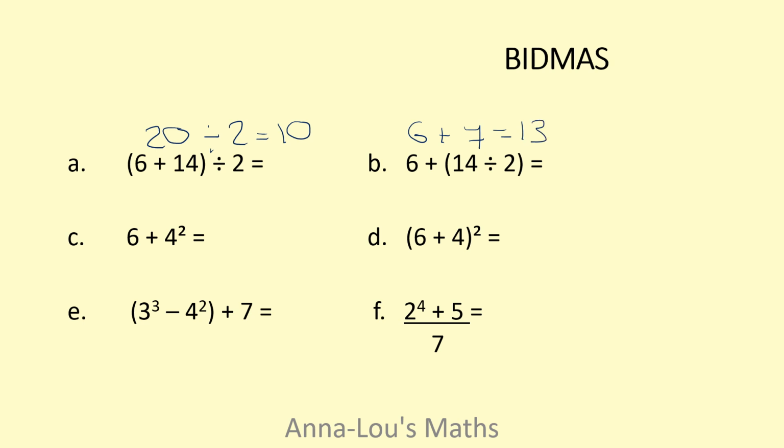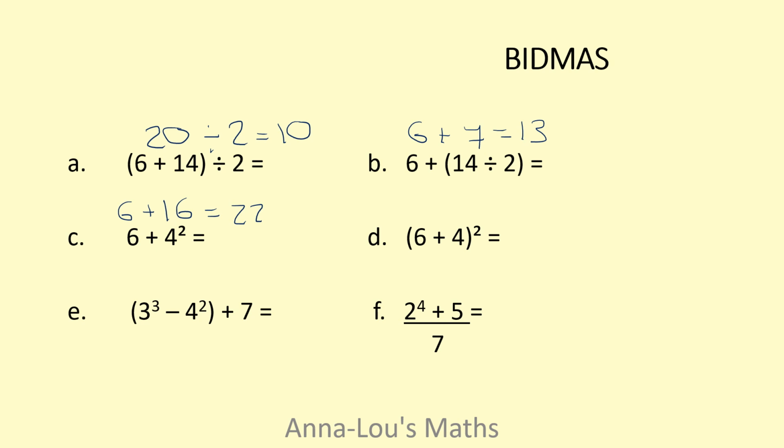Let's look at C, 6 plus 4 squared. So the first thing I need to do is my indices. So my 4 squared, 4 times 4 is 16. So it actually says 6 plus 16, which gives me 22. Now let's look at D together.